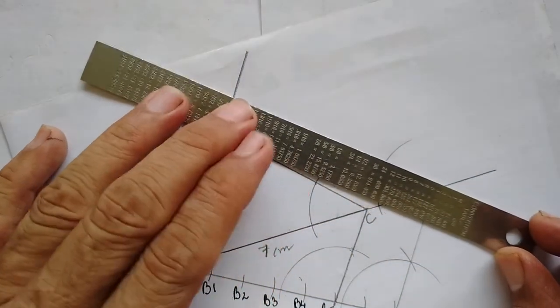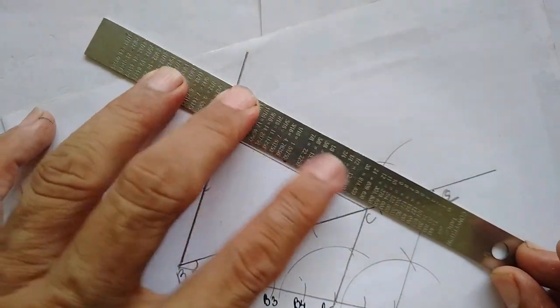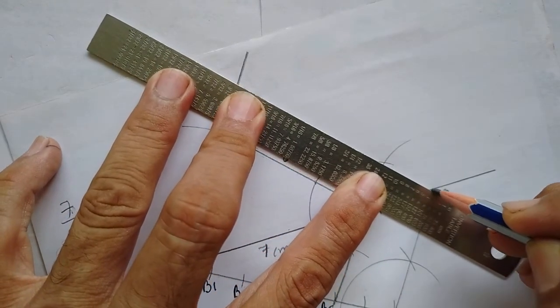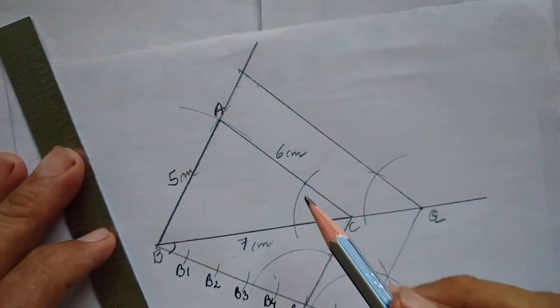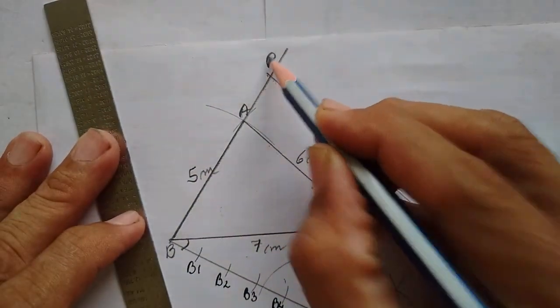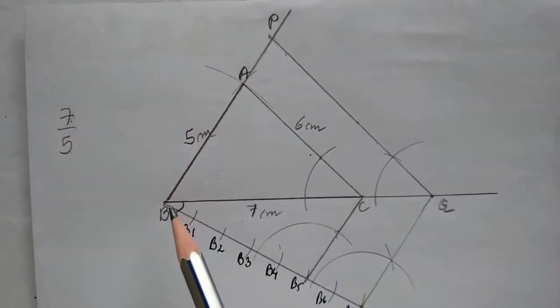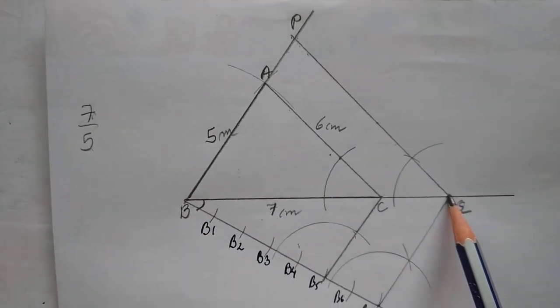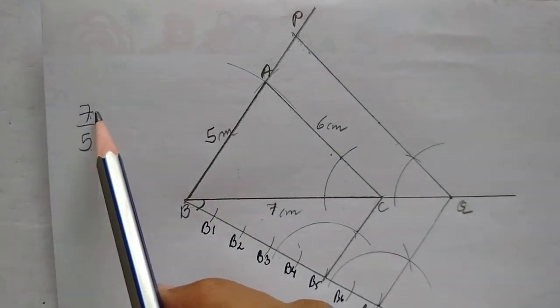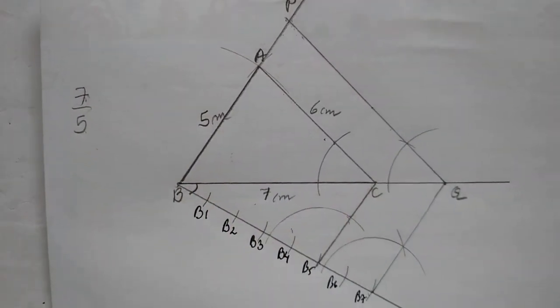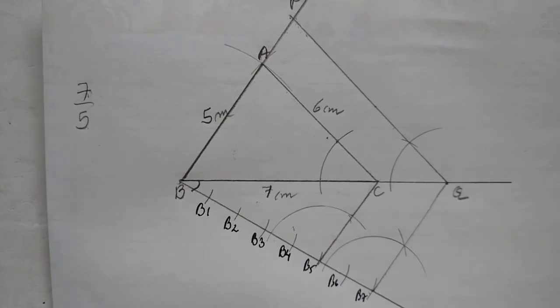Now put your scale here at Q and draw the line. Now you can see, children, both are parallel lines. Here we got point P. Now we have constructed triangle PBQ such that it is 7/5 times triangle ABC. Steps, children, you write down yourself. By this way, we have finished construction number 3. Let us proceed to construction number 4.